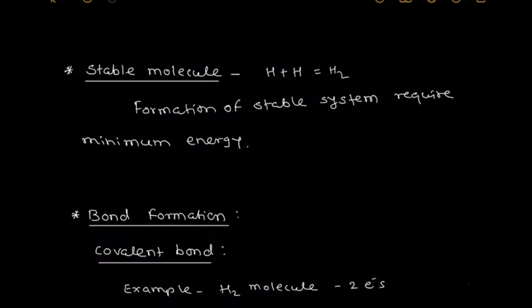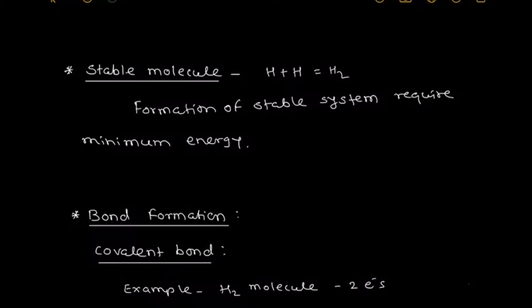and the total energy of that system gets reduced. Once the total energy reduces, the stable system requires minimum energy. Hence the first requirement for the formation of a stable system is that it must have minimum energy.